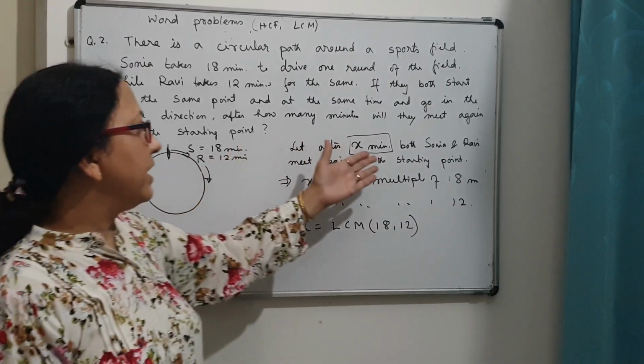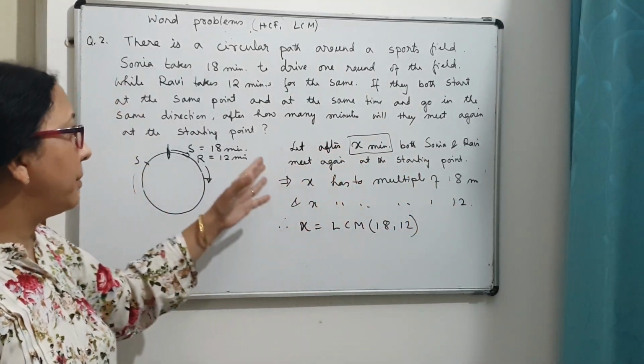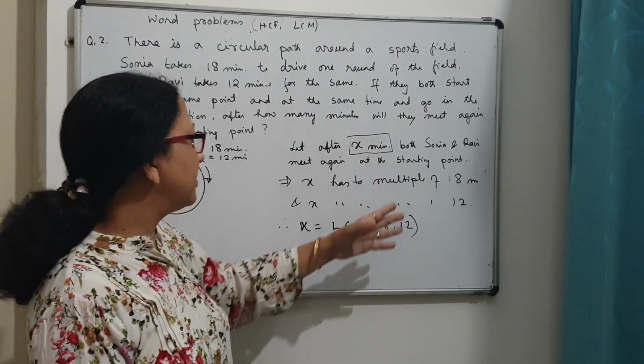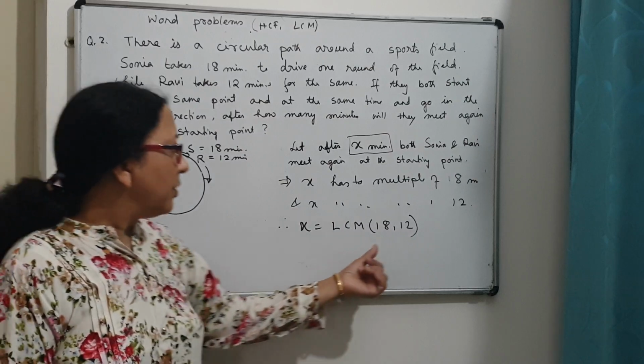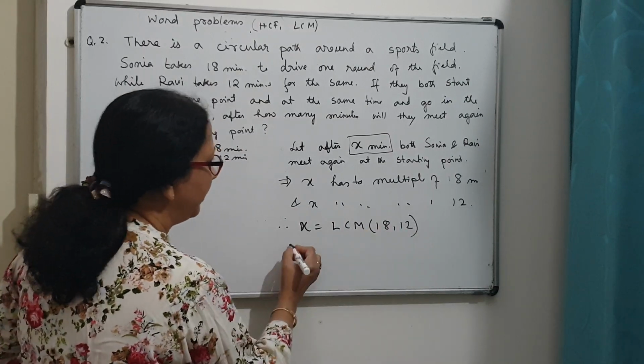So in this way you have to understand whether it will be LCM or HCF. So whatever you have to find, if this is a factor of the numbers given, then we take HCF, and if they are multiples of the numbers, then we take the LCM. Okay. So now these numbers are very small in size, so we'll do their prime factorization.